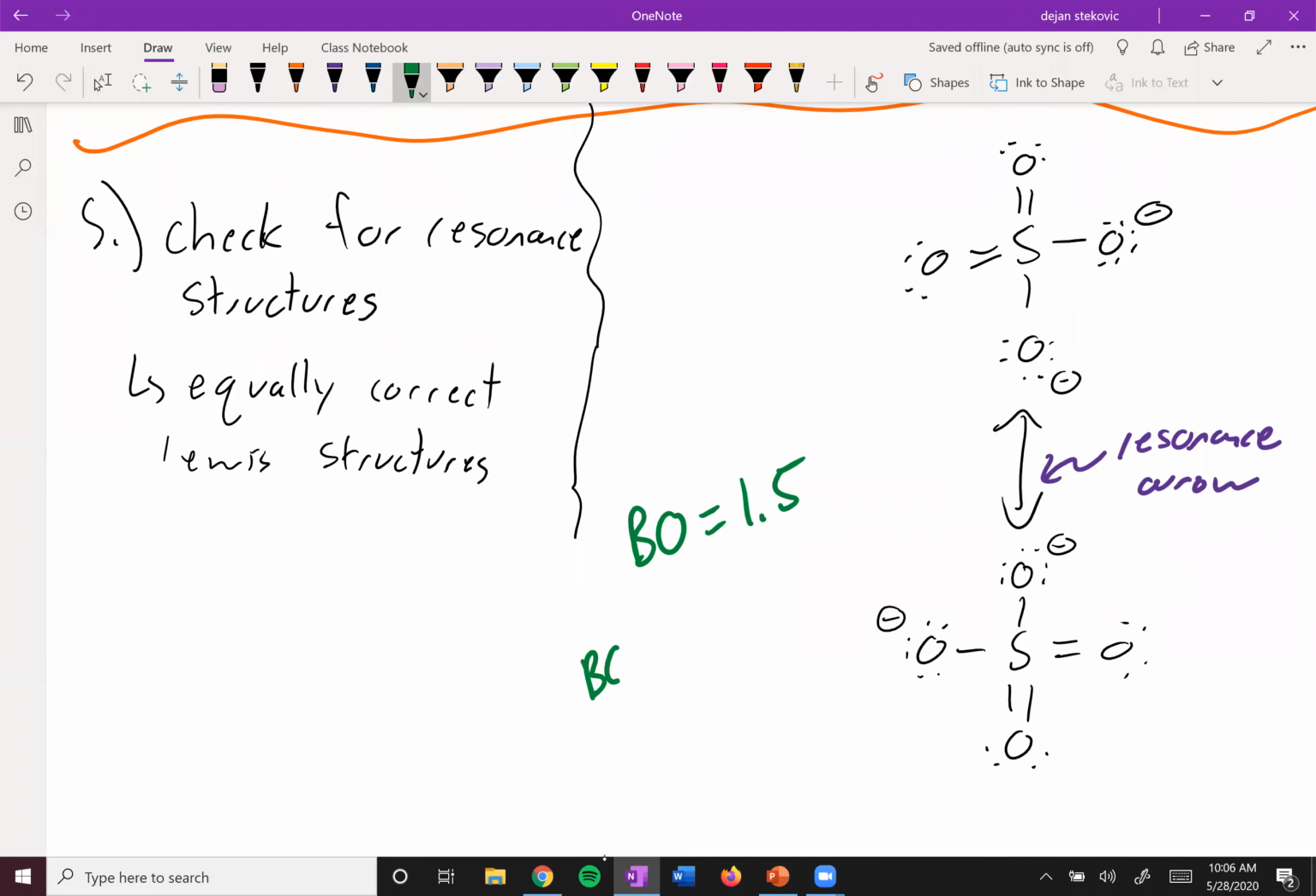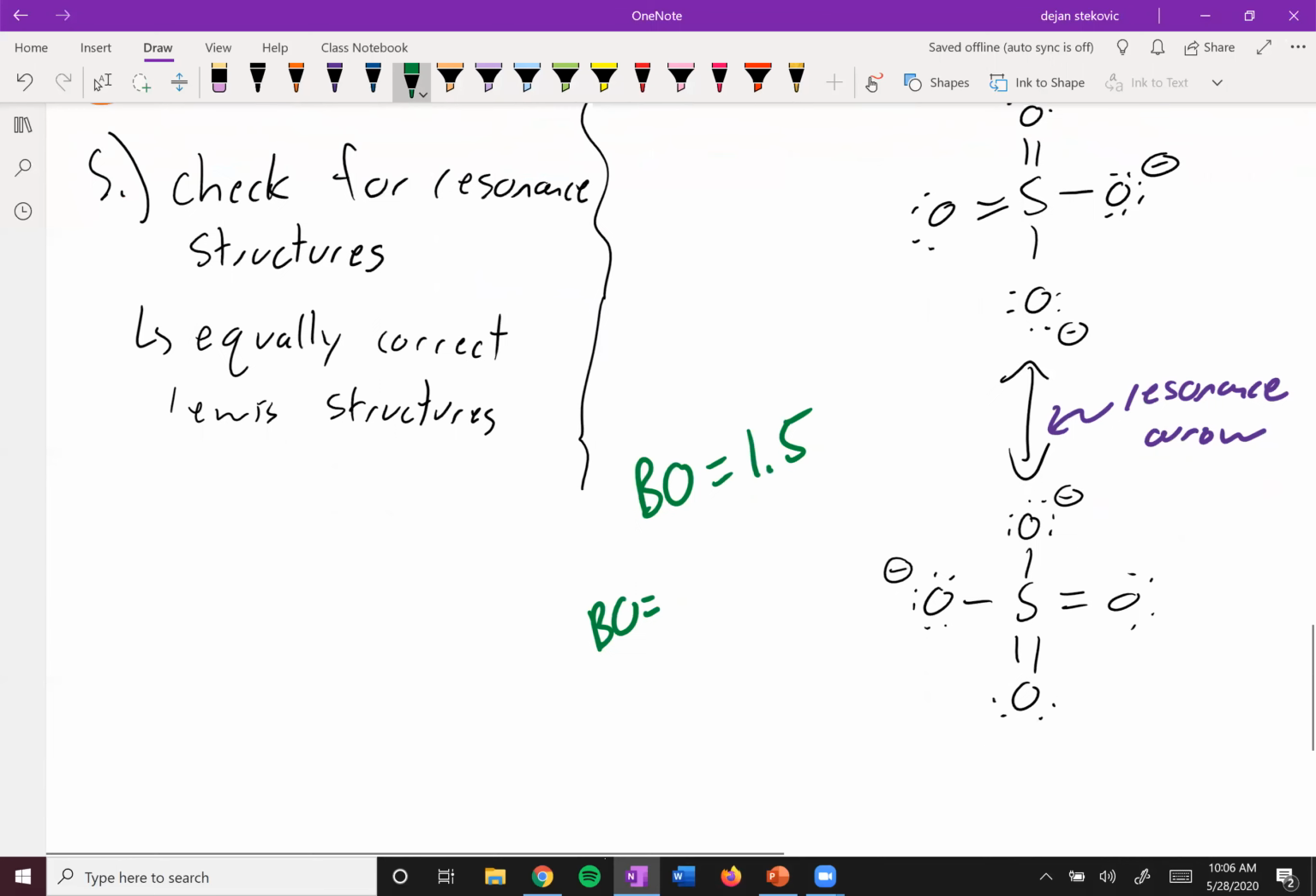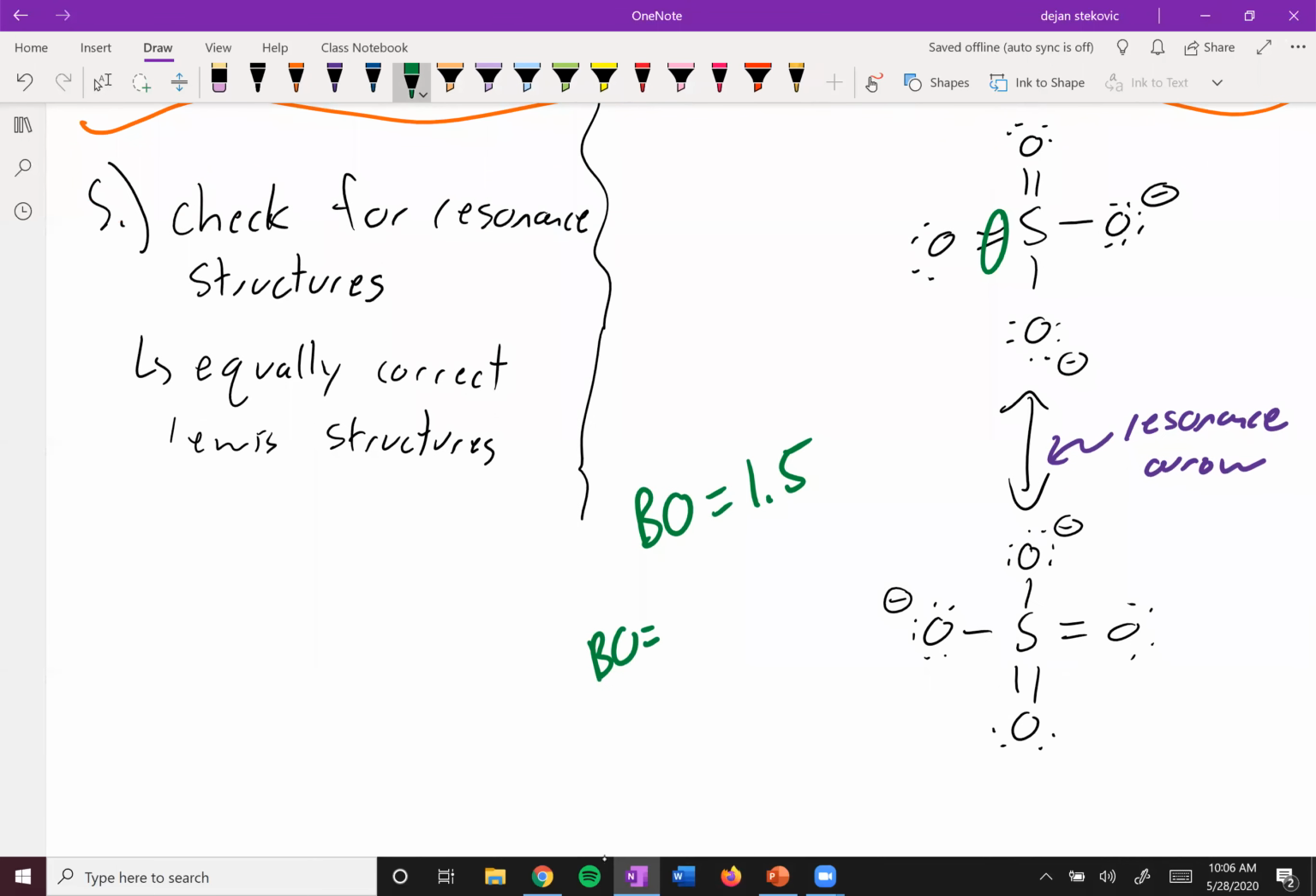So another way you can calculate bond orders is you can count the total number of bonds in all the resonance structures. So here we've got 2, here we've got 1, so 2 plus 1. And then you want to divide by how many resonance structures there are. Here's 1, there's 2, right? So that 1 plus 2 is 3, divided by 2 is 1.5. So on average, this oxygen sulfur bond is 1.5.